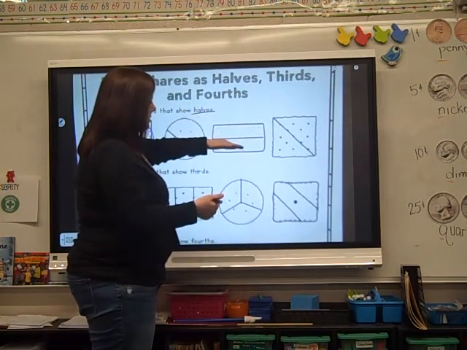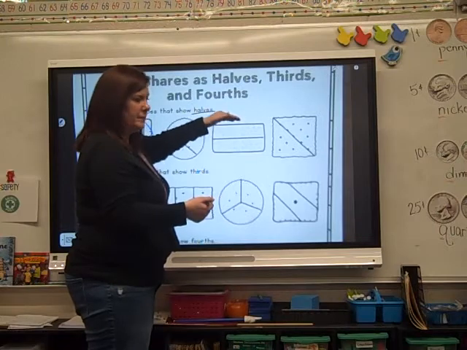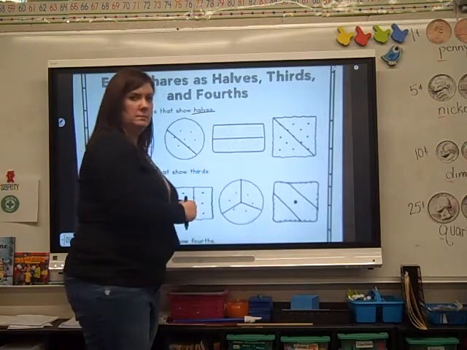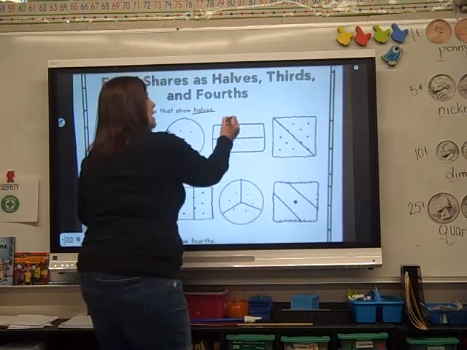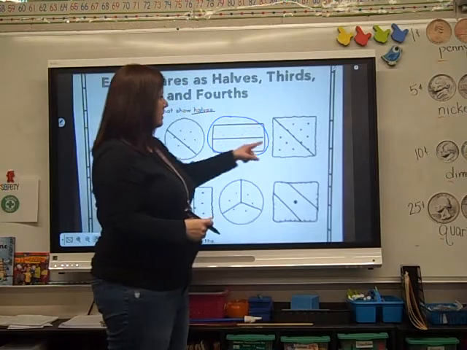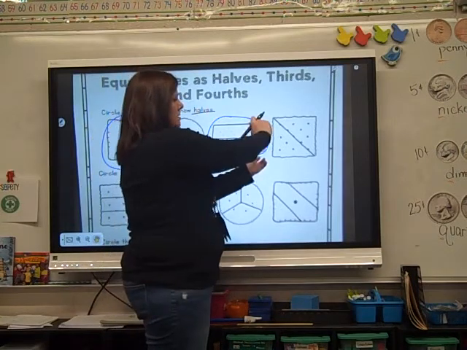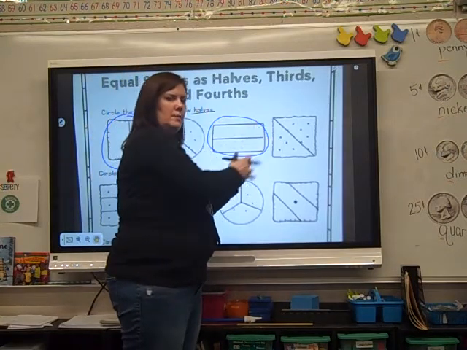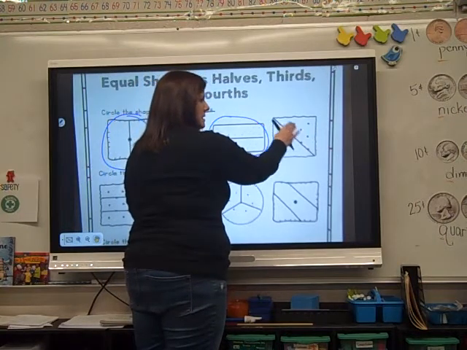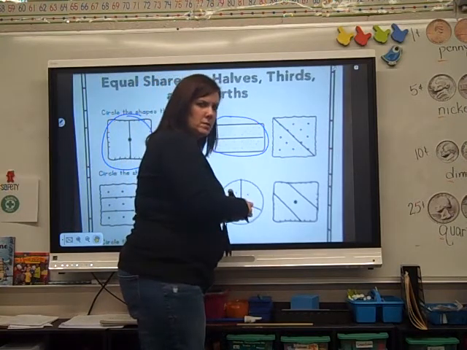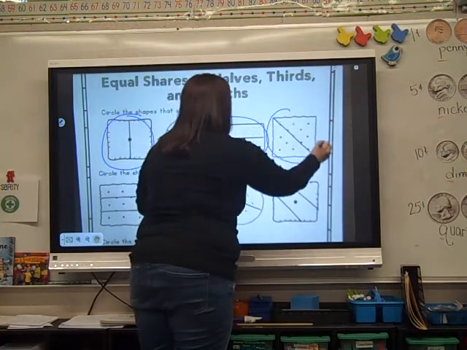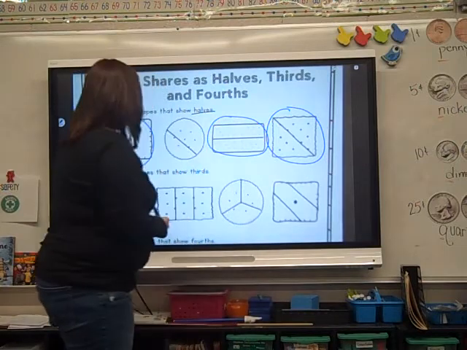Do the pieces look the same? Does this piece up here look the same as this piece down here? Yeah, so it's cut in half. We've got to circle it. All right? Look at this. Looks like they took the cracker and broke it. Is this piece the same size as this piece? Yes or no? Yeah, it is cut in half. All right.